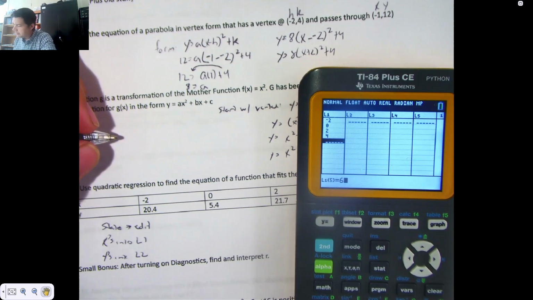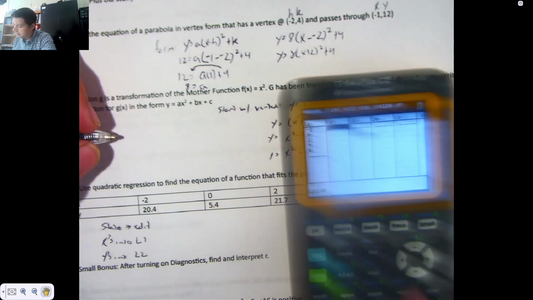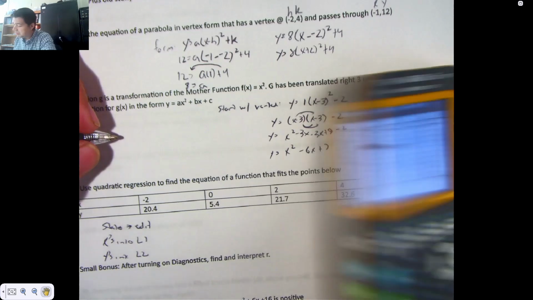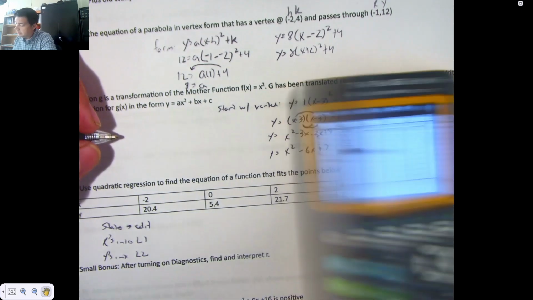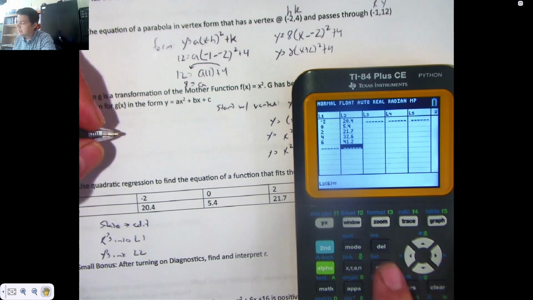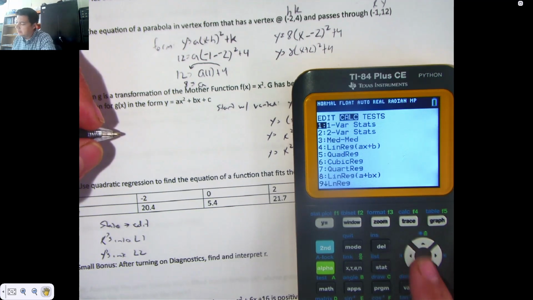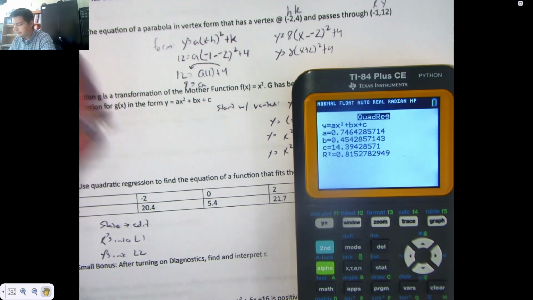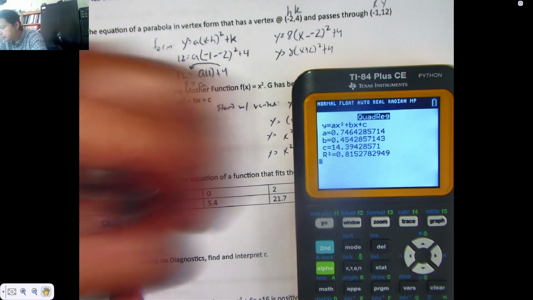This is one of those things that's really easy, but a lot of kids are just going to miss it because you just won't do it. And then I'm going to go to Stat, Calc. It said quadratic regression, QuadReg, calculate. So I got an equation here.